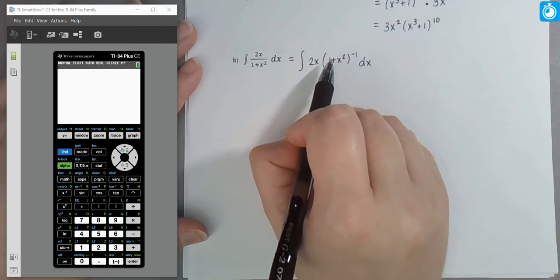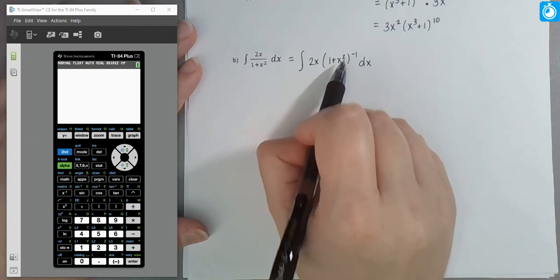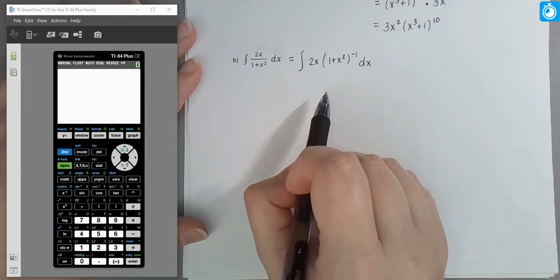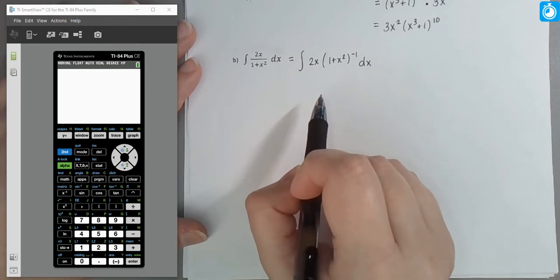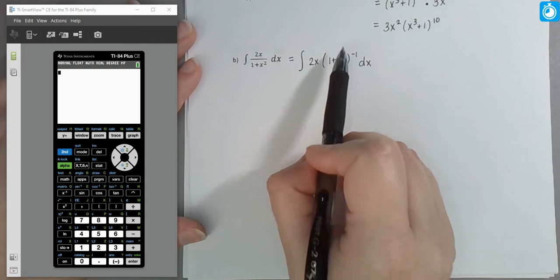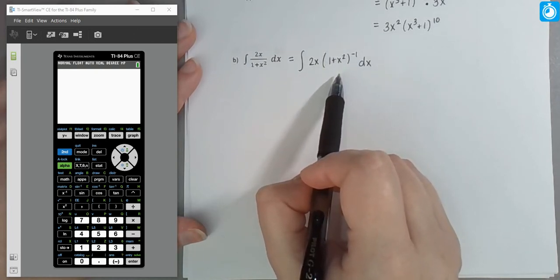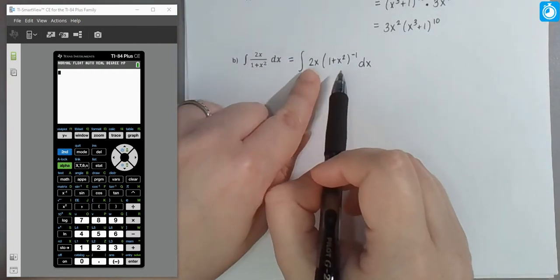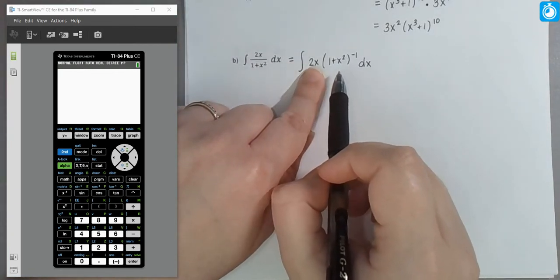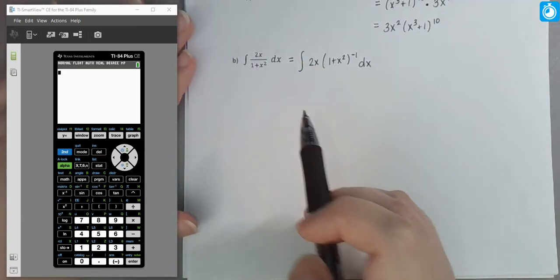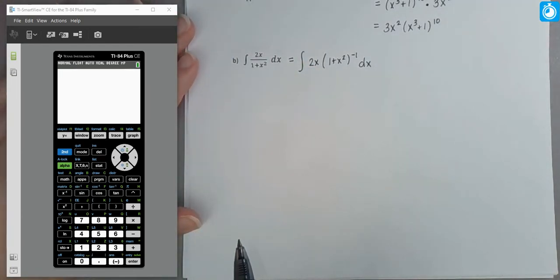Now again, if we think of 1 plus x squared as our inner function, then in order to use substitution, we need to see the derivative of that inner function also present in the problem. So if we were to take the derivative of the inner function, 1 plus x squared, we would get 2x, which we also see right here. So that means that this particular function is structured in such a way that we can use substitution.